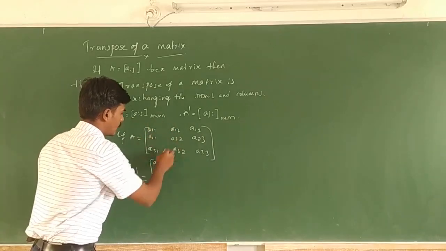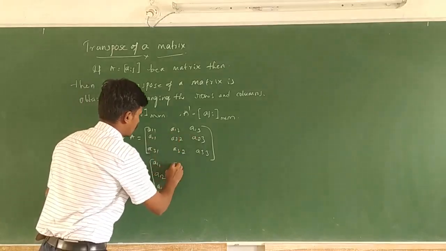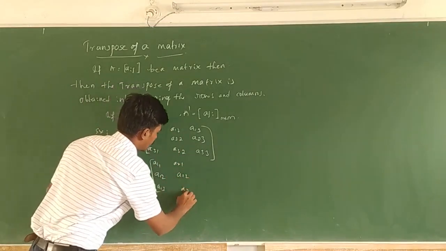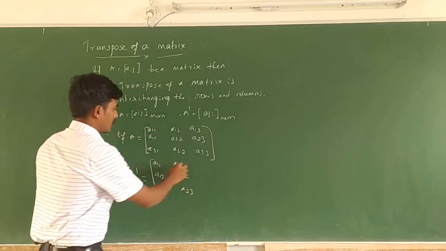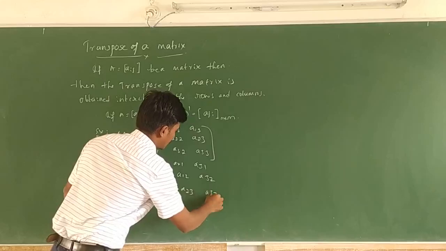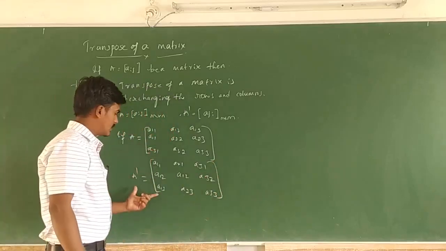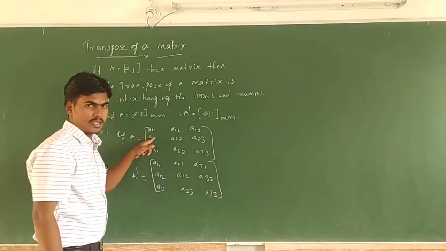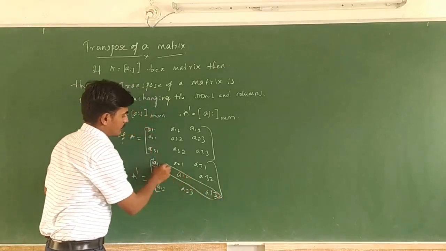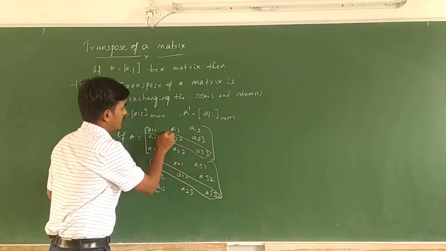That is A11, A12, A13. Next, rows into columns, I change. A21, A22, A23, next A31. Here, observe. This is the given matrix and this is the transpose of this matrix A. Observe here. These are diagonal elements in the transpose of a matrix and these are diagonal elements in the given matrix.